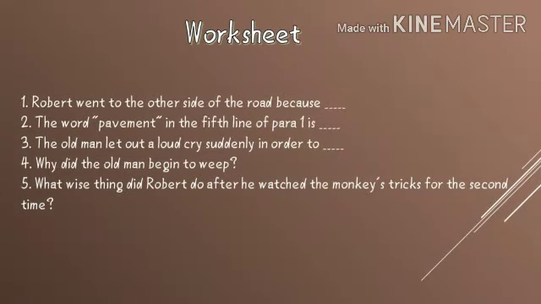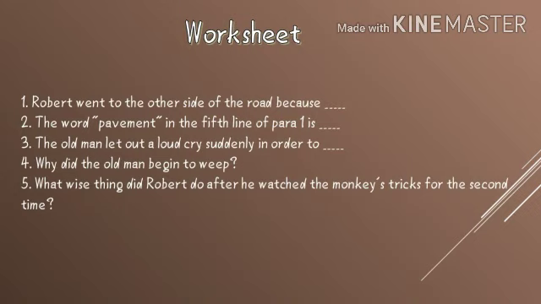Robert went to the other side of the road because of dash. It is there in one of these paragraphs. Once you read this short story, you will be able to answer these questions. The second question: the word pavement in the fifth line of paragraph one is dash. Check out the meaning and write it. The old man let out a loud cry suddenly in order to dash. Find out what it is.